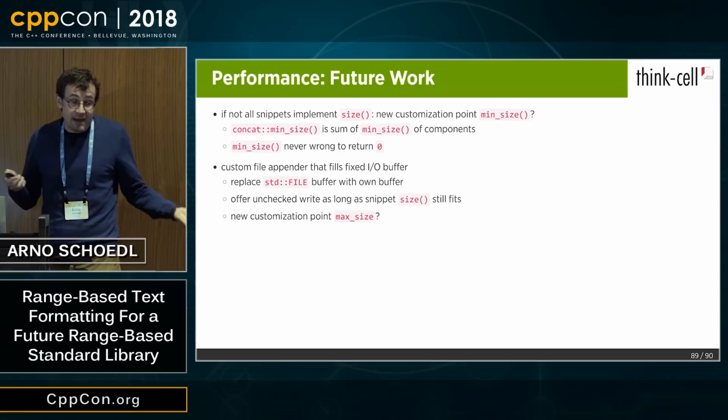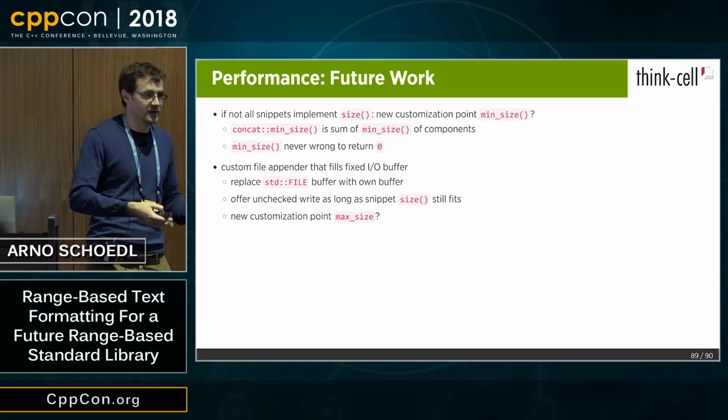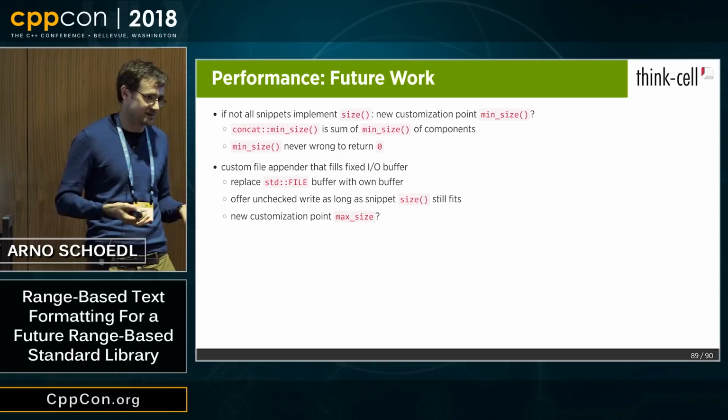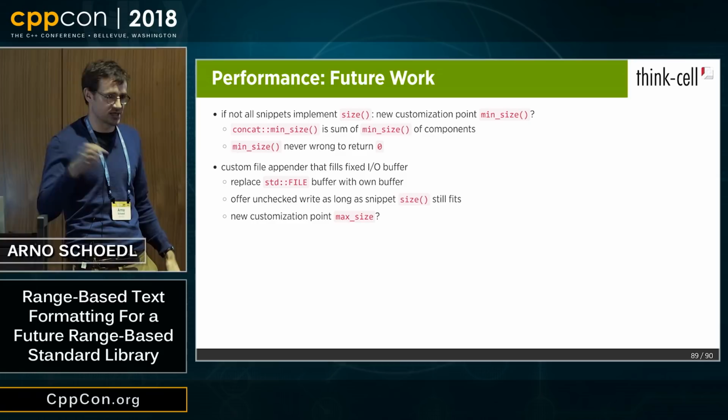You could have max size that basically overestimates how much size you need. If someone can't tell for sure, they will overestimate, like an unsigned 32-bit integer will fit into 9 characters, so you return 9, and then you can be sure that even if you're overestimating, it fits. Okay, then I don't need an end check, just write it all down. Okay, so that was it.